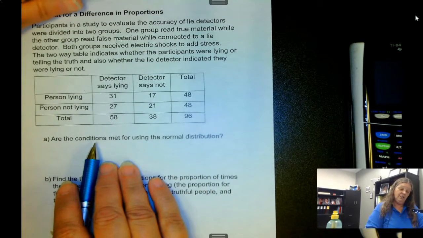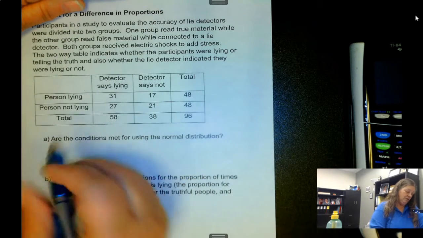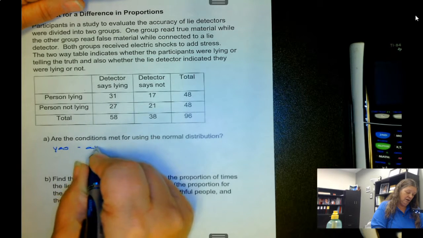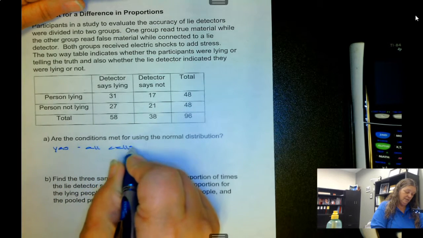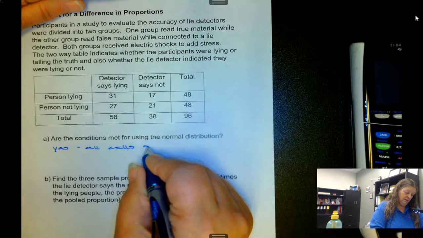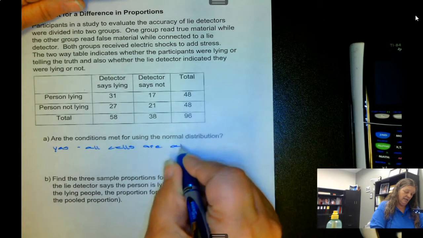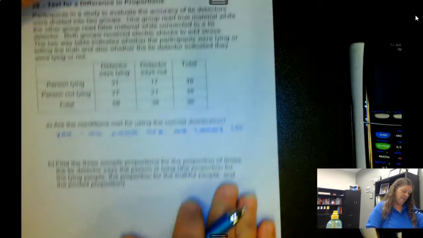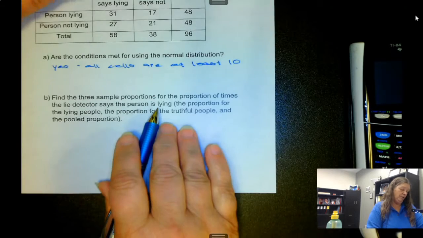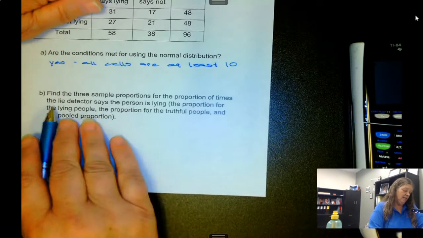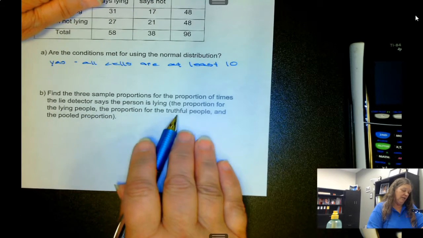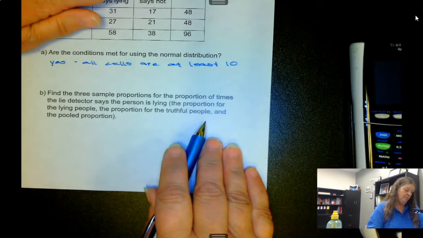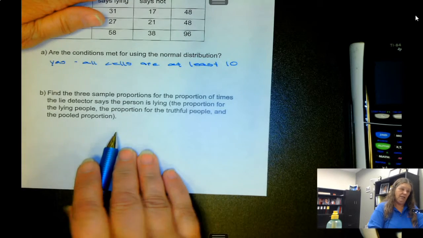So are the conditions met for using a normal distribution? Yes, all cells are at least 10. So find the three sample proportions for the proportion of times the lie detector says the person is lying, the proportion for the lying people, the proportion for the truthful people, and the pooled proportion.